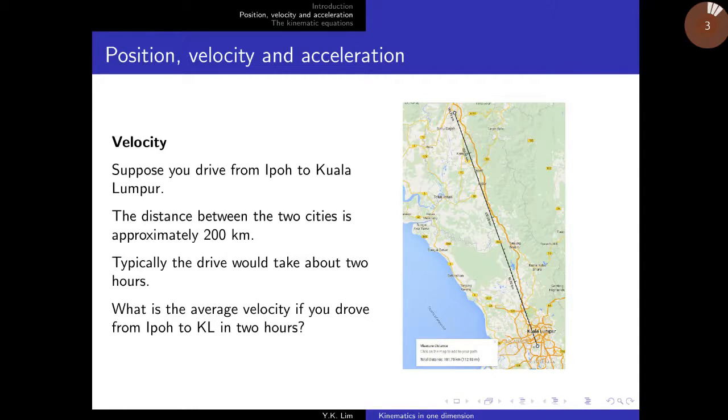Suppose we wish to drive from one city to another, say Ipoh and Kuala Lumpur. The distance between these two cities is approximately 200 kilometers. Typically the drive would take about 2 hours, so a person doing this in real life would get in the car and drive under the speed limit, which is around 110 kilometers per hour on the highway. They will find that they reach their destination approximately 2 hours later.